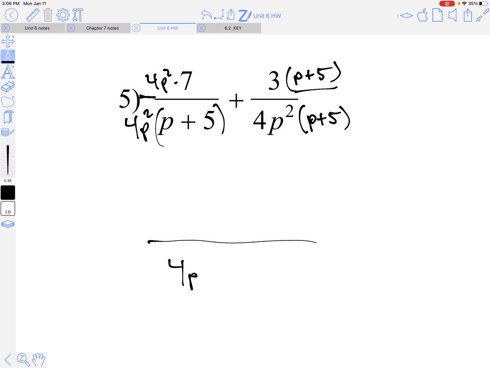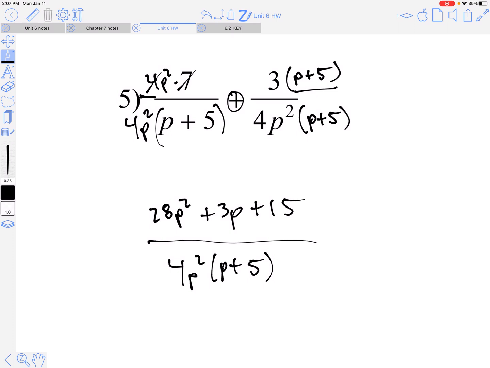So I have 4p squared times p plus 5. And then the top, I'm going to have 28p squared, because 4 times 7 is 28. And then I'm going to have plus, and I've got to be careful, because if it were subtraction, I'd have to distribute a negative 3, but this is positive 3. So I have positive 3p, and then positive 3 times positive 5 is positive 15.